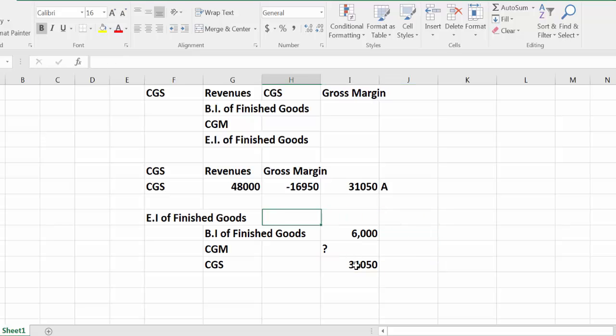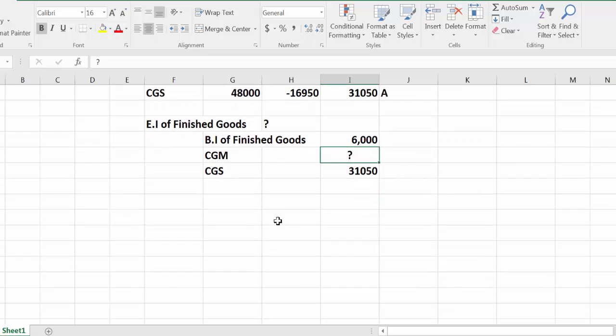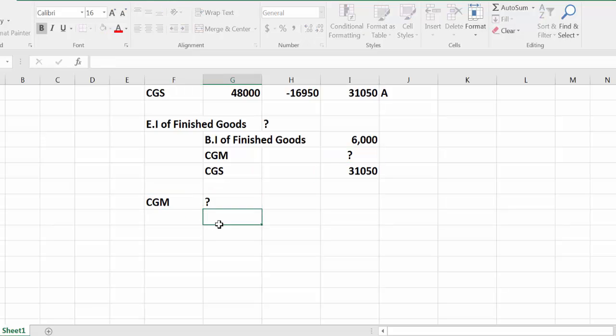So now the question becomes, if you want to find ending inventory of finished goods, you have to know all three values: beginning inventory of finished goods, CGM, and CGS, and you get stuck here because of CGM. Can we find a CGM? If we can, then we can go back to find the ending inventory of finished goods, which is B. So now the question becomes how to find a CGM.